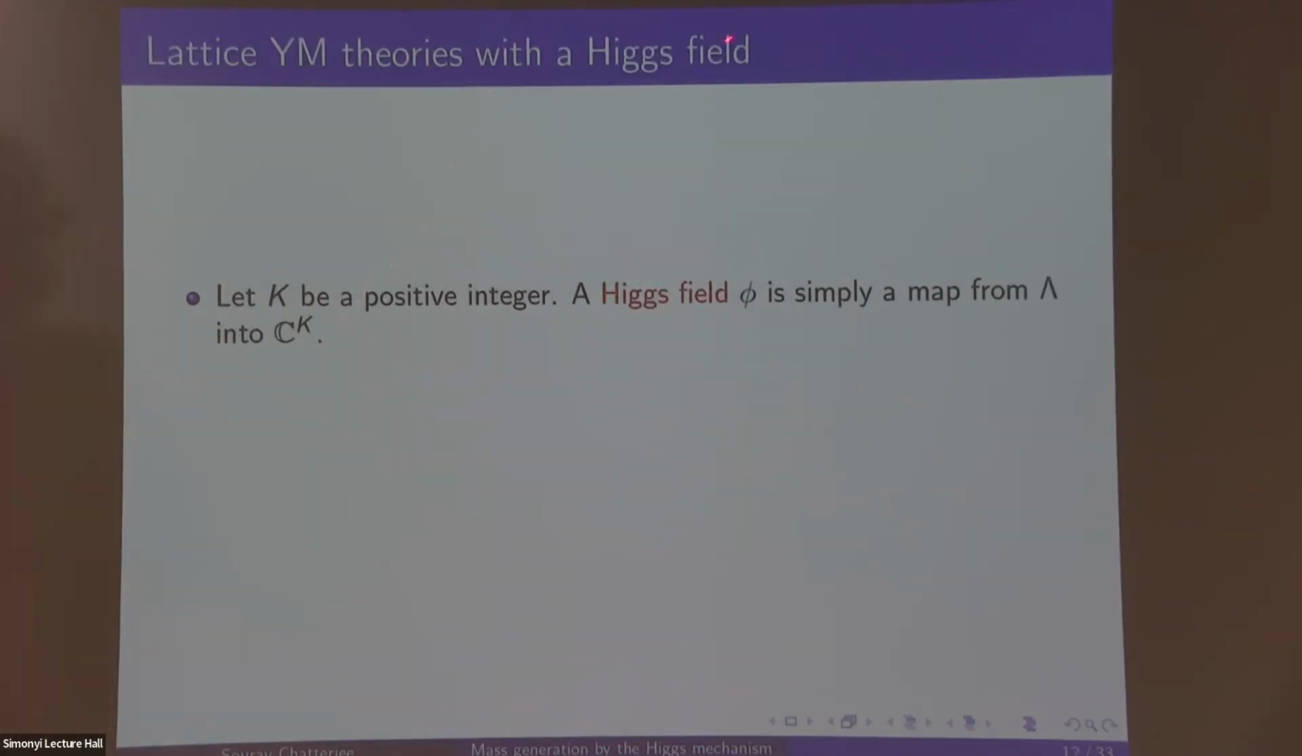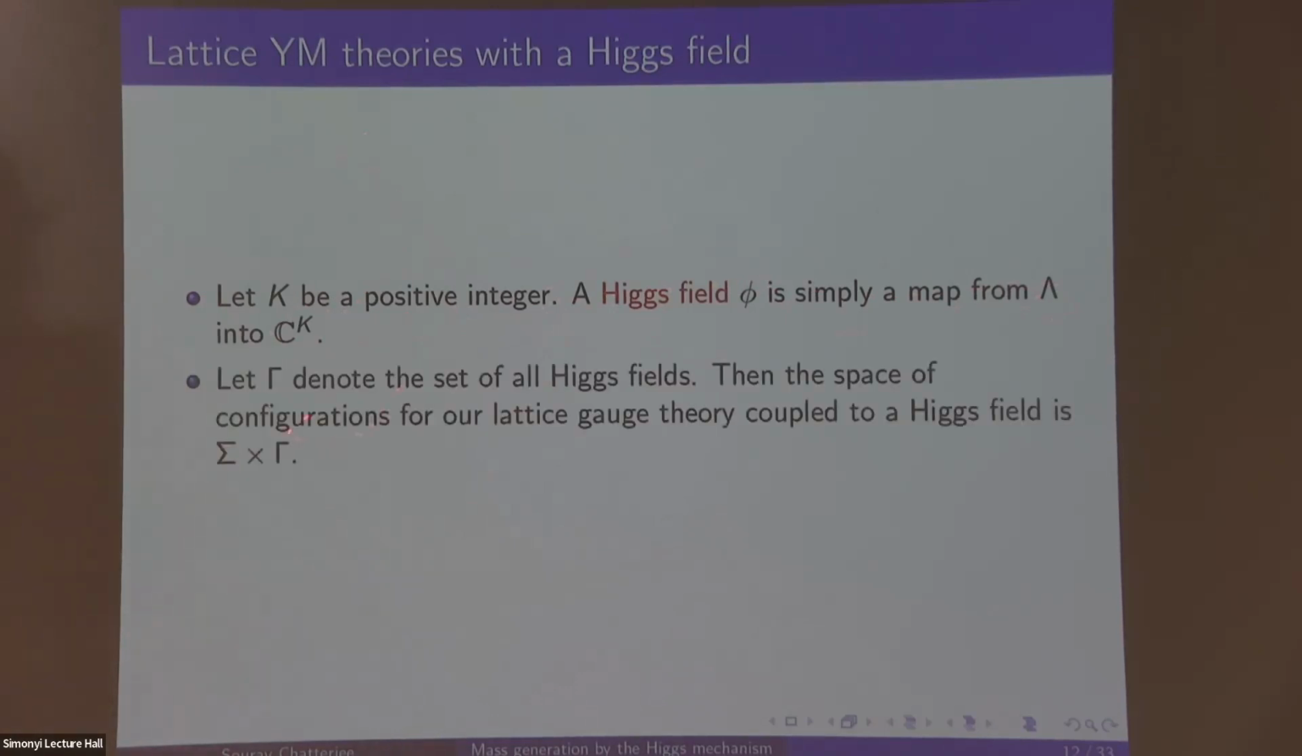Okay, so what's a Higgs field? Let K be a positive integer. A Higgs field is simply a map from lambda into C to the K. So it's just that at each vertex, you have a K-tuple of complex numbers, and that's a Higgs field. Let gamma denote the set of all Higgs fields. Then the space of configurations in our lattice gauge theory is now sigma cross gamma. So now you have a gauge field and a Higgs field together, a bigger space of configurations.